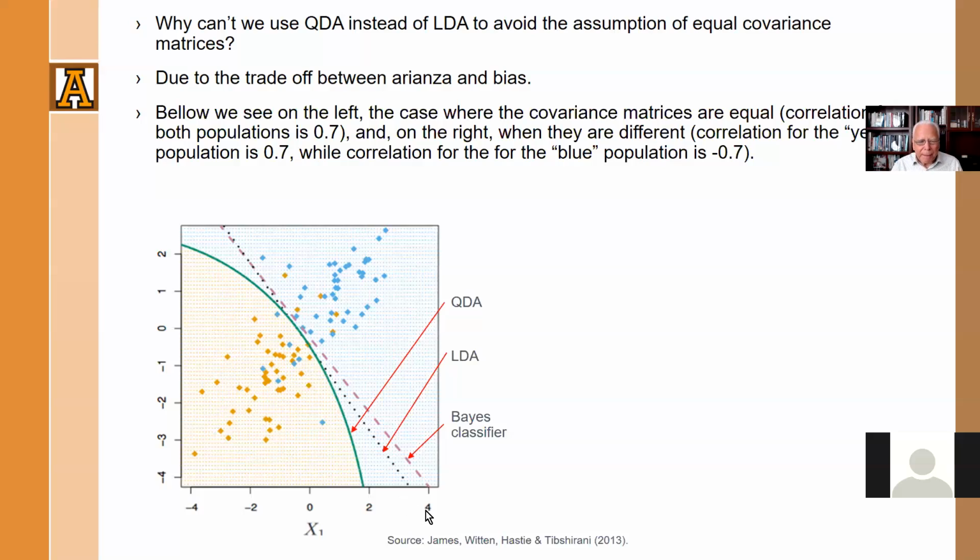The Bayes classifier is the violet dashed line. That's the Bayes classifier. And the green curve is the quadratic discriminant analysis. So as you can see, the linear discriminant classifier, the black dots, is closer to the optimal classifier, which is the Bayes classifier.